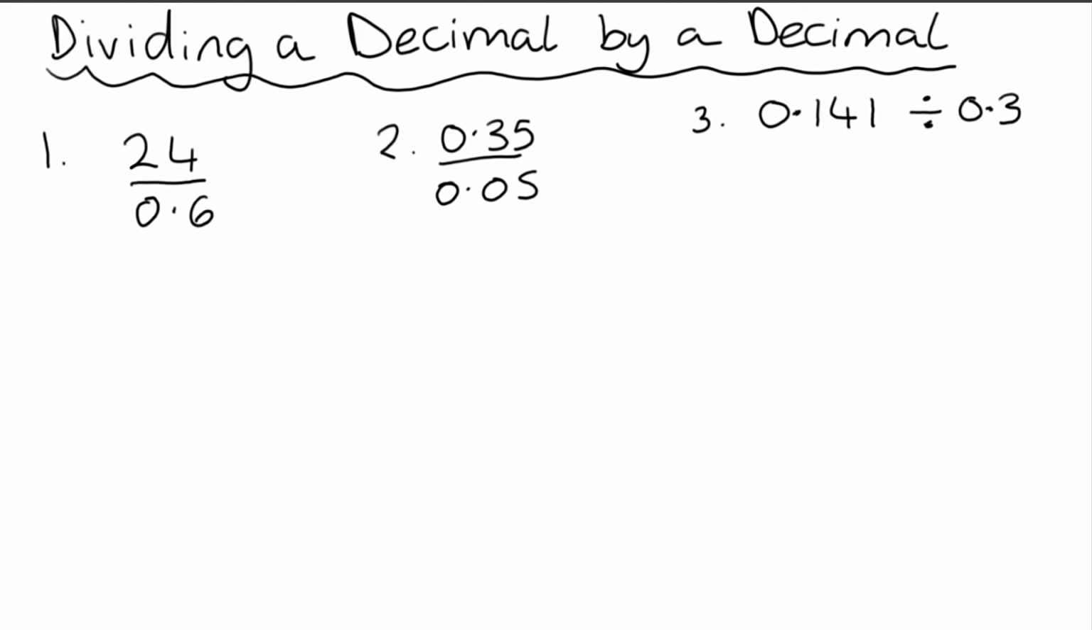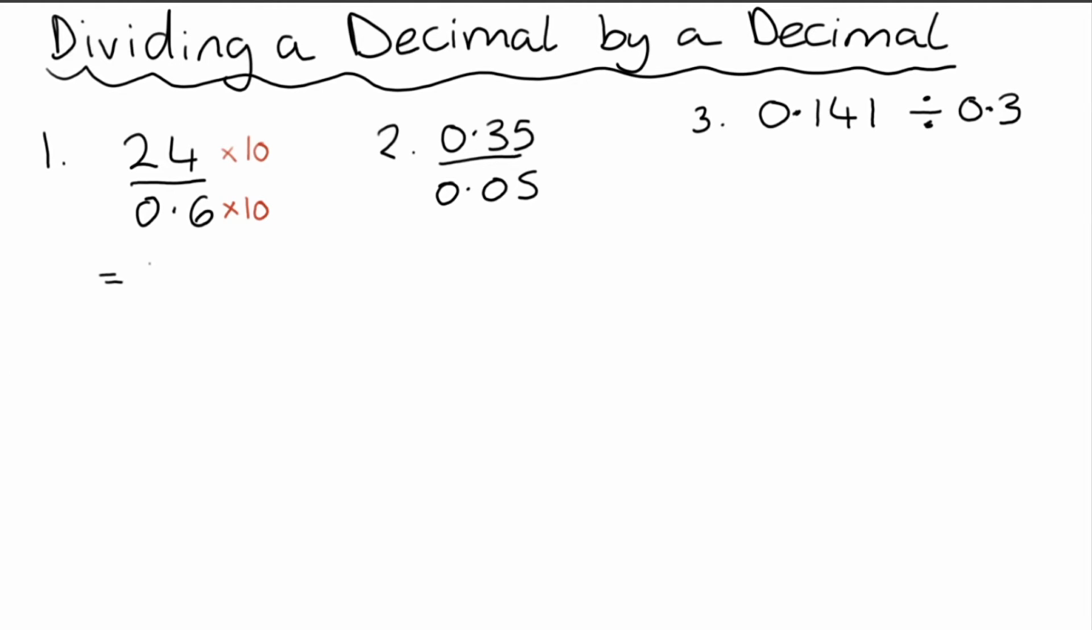equivalent fraction. So just have a little check and think, what can we multiply the 0.6 by, in example 1, to make that a whole number? I'm going to multiply by 10. Sometimes you can just multiply by 2 or 3 or 5, but 10, 100, 1000 is the most common. So we're going to multiply both parts of the fraction by 10.